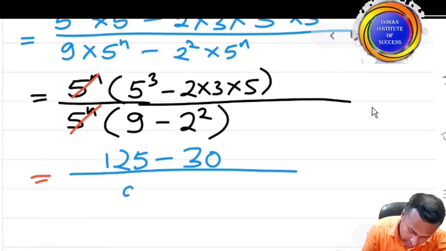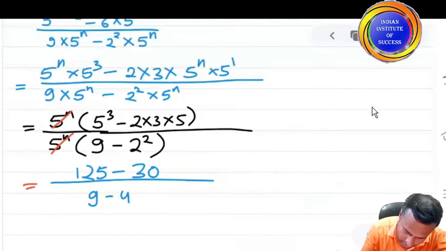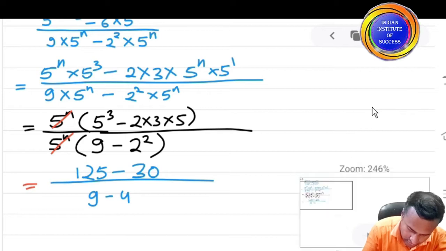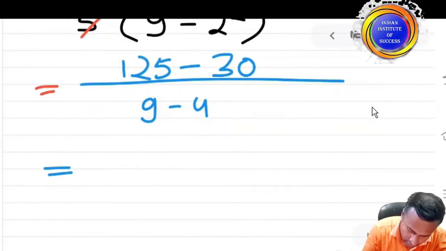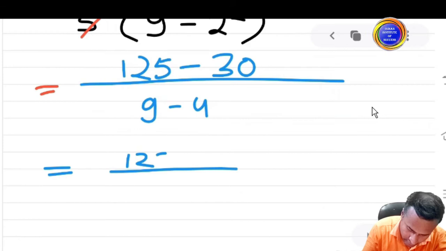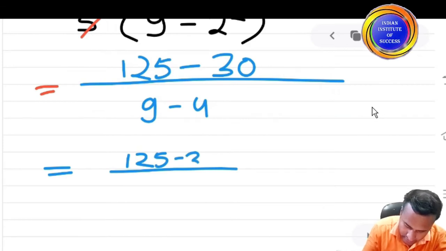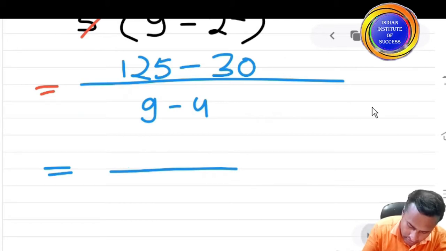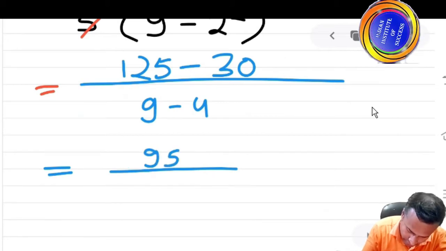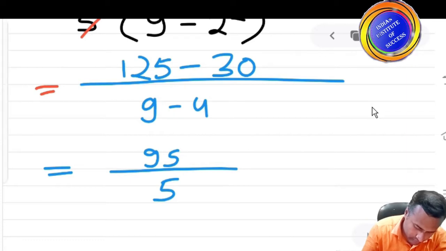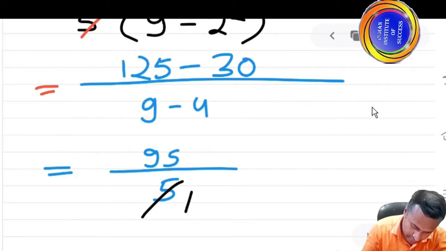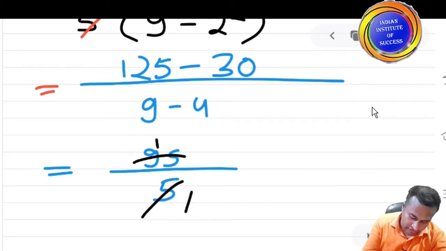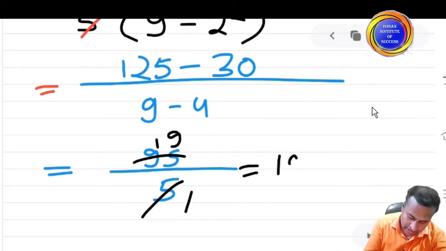Here 9 minus 4 means here also we can take out 5. Okay, so it will become 125 minus 30. So what is 125 minus 30? So it will become 95 upon 5. 5 into 5, 5 into 5 into 5, 5 into 5, 4 carry 5 into 45. The answer is 19 here.